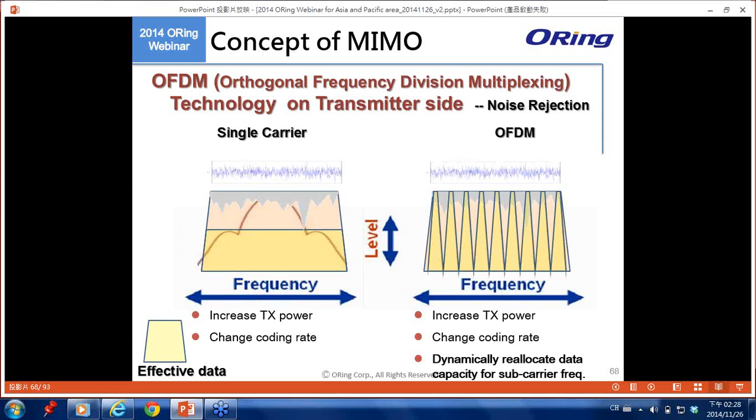With this OFDM methodology, we can assign different amounts of data on each subcarrier frequency according to the signal-to-noise ratio management. The interference or noise measurement is performed continuously. Therefore, this assignment of data allocation will be changed dynamically. This is why the data rate of a wireless connection may vary with time.